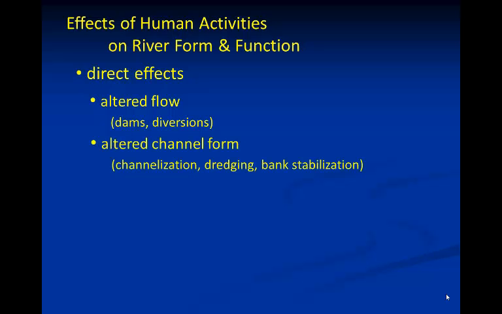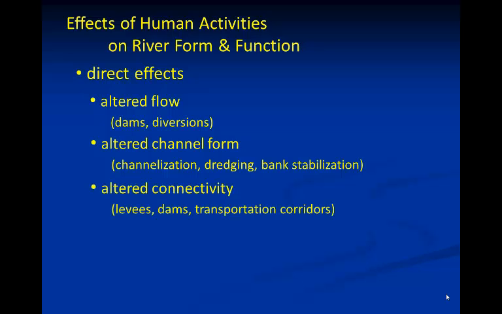Another big effect is to alter the form of the channel. So with channelization, usually you're making a multi-thread, like a braided or anabranching channel, into a single channel, or you're making a meandering sinuous channel straighter. With dredging, usually you're trying to increase the cross-sectional area of the channel so that floods, for example, don't go overbank, or so that a minimum depth of water is maintained throughout the year for navigation. With bank stabilization, you're trying to prevent the banks from eroding. But one way or another, we're altering the form of the channel.